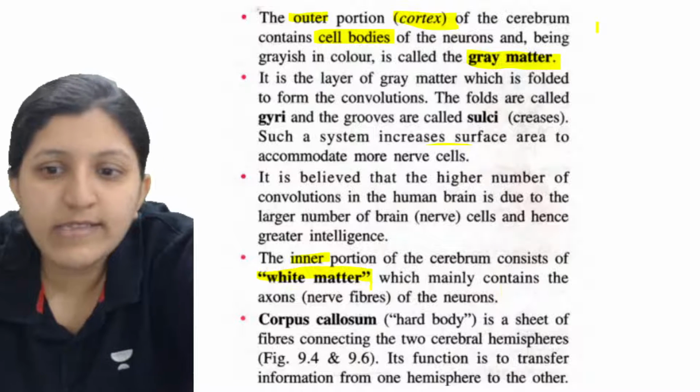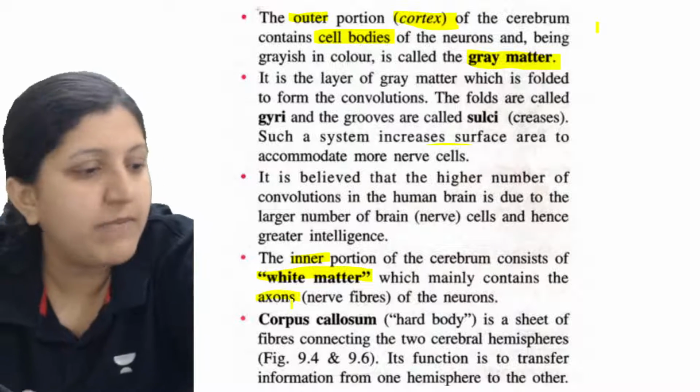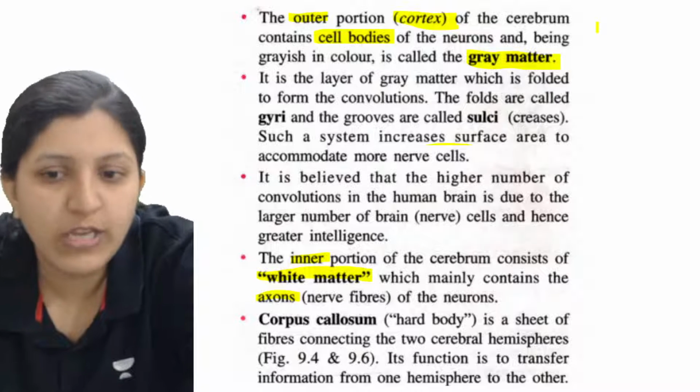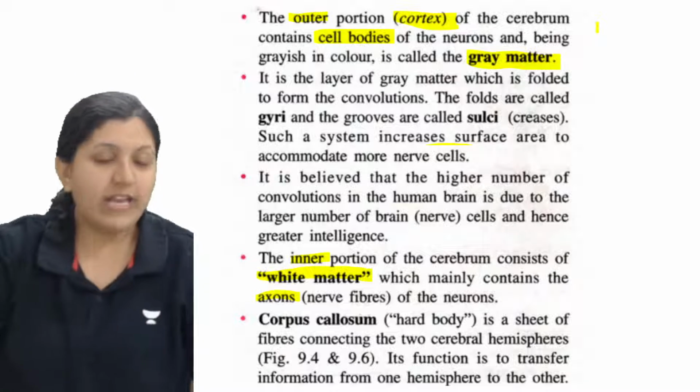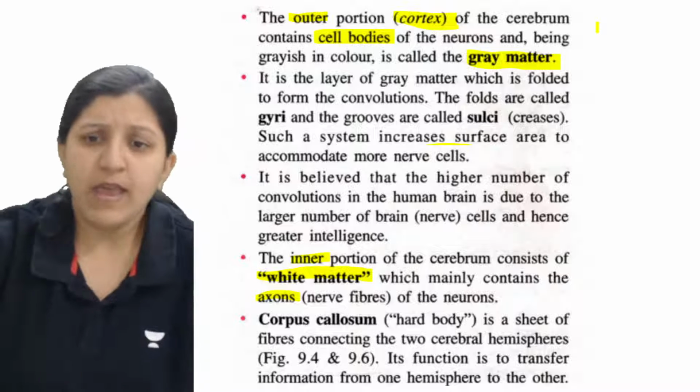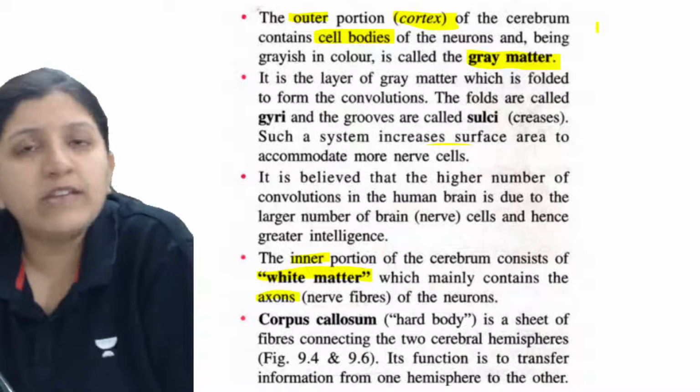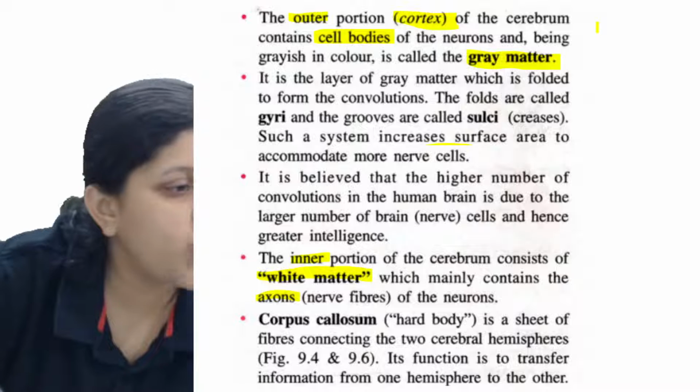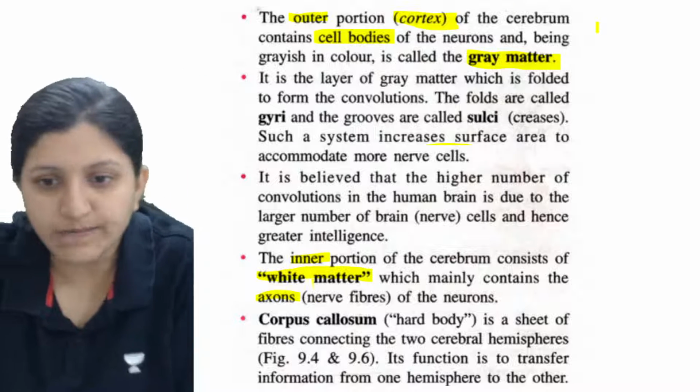And this white matter is mainly made up of axons. So this you need to remember, they'll ask you about the arrangement of neurons in the brain. So you need to know what gray matter is made up of, where it is present, what white matter is made up of, and where it is present.